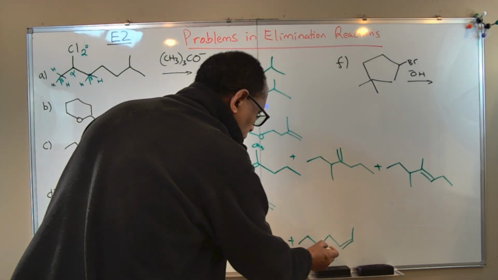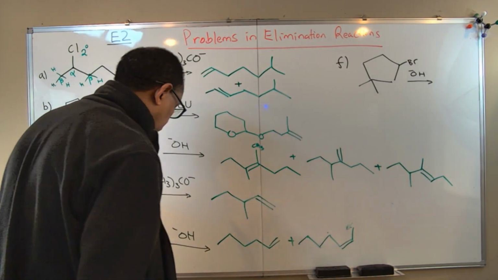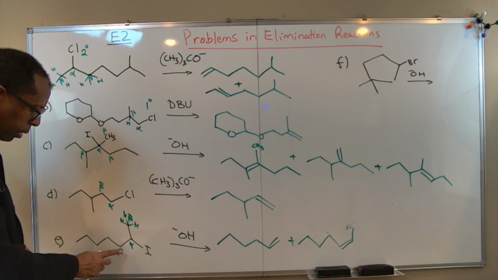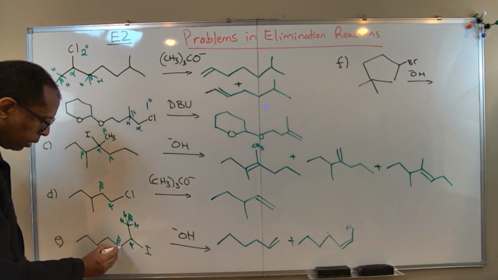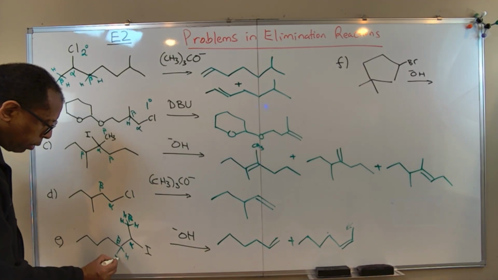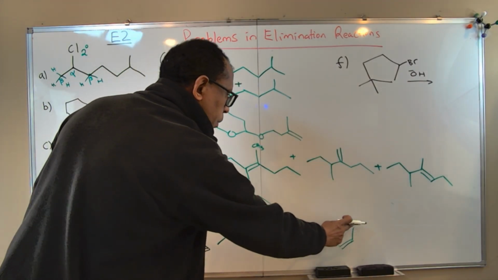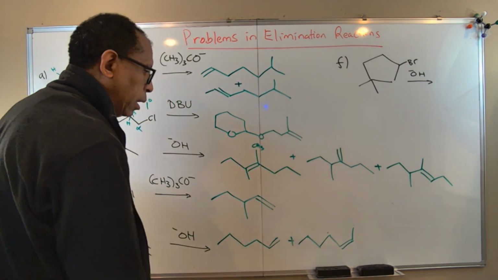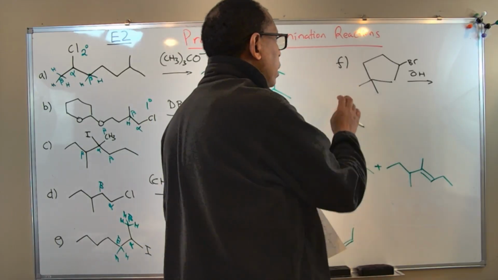1, 2, 3, 4, 5, 6, 7. So that is another one by losing from this beta carbon. So this is a beta carbon. That's 2 hydrogens. One of the hydrogens would be used. You get that product as well. So 2 constitutional isomers. Let's finalize with this one.